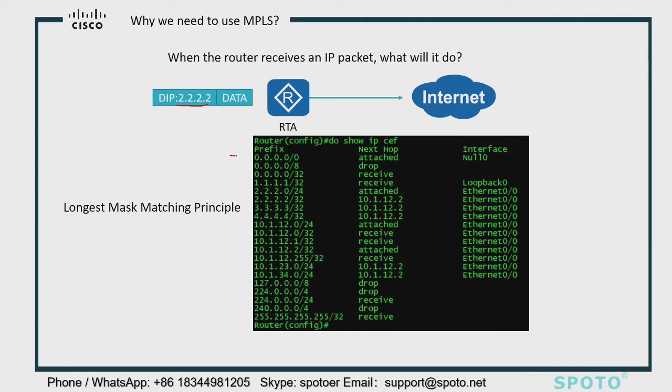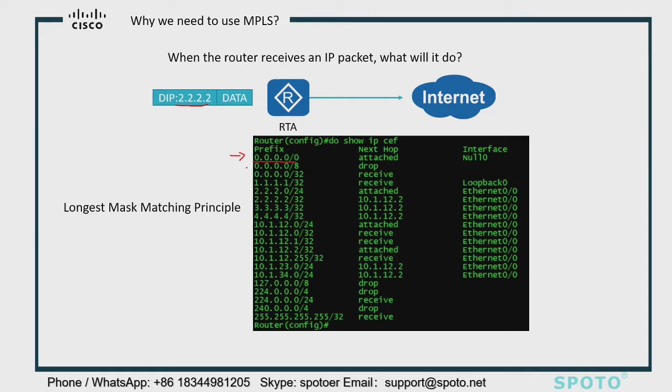The first one is 0.0.0.0, and the mask length is 0. So we know this is the default route. You notice that it's the default route, which means it can match all destination IP addresses. It can match all IP packets. But we can't just forward the packet according to this default route, so we need to check the remaining routing entries.